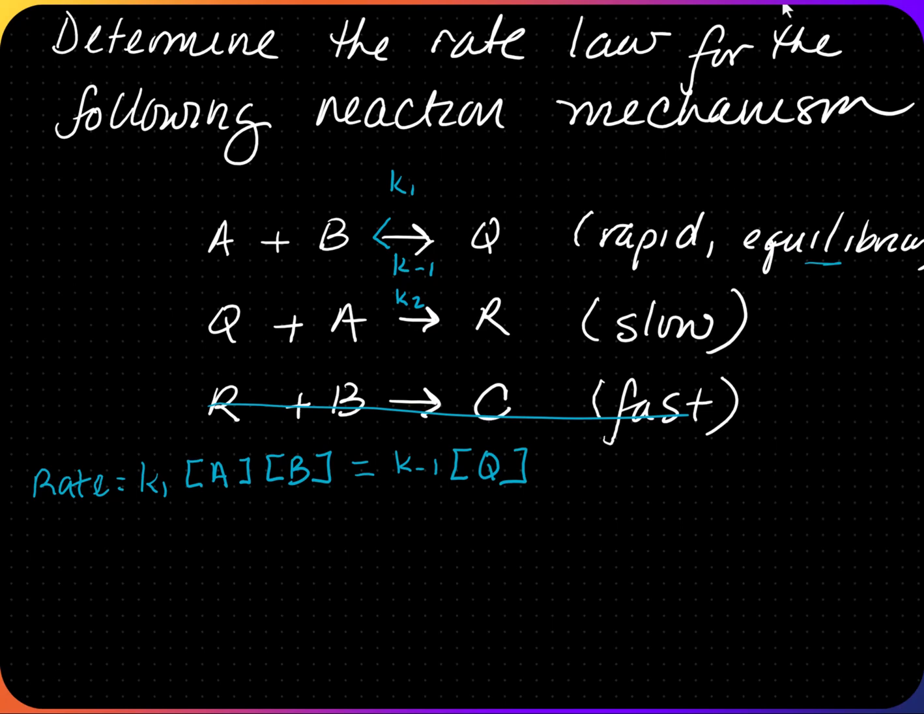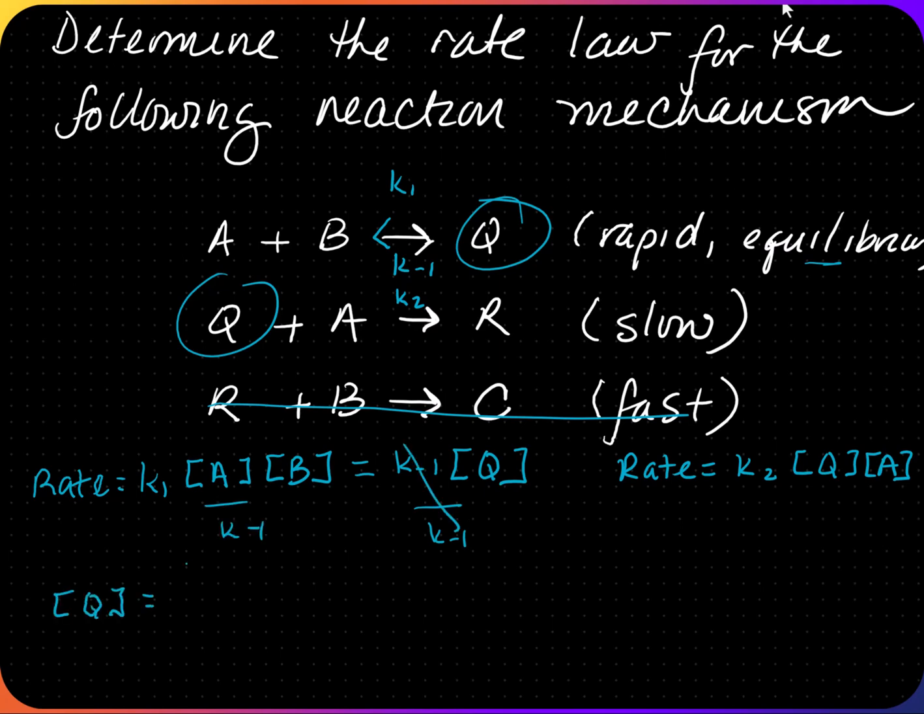So in the second equation, which is my slow equation, we only look at the reactant because it's the rate determining step. So the rate is equal to K2 because it's the second step, Q times A. So what we want to do is solve for the intermediate. If I look at this equation, the intermediate is going to be Q. So I'm going to solve for Q. So using the first equation, I'm going to solve for Q by dividing both sides by K minus 1. And when I do that, Q equals K1 over K minus 1 times brackets A brackets B.